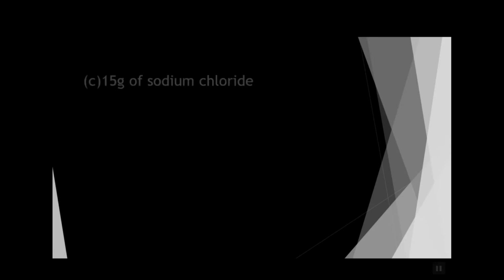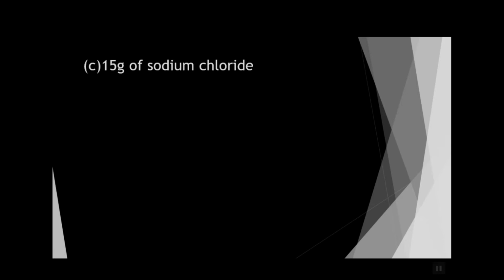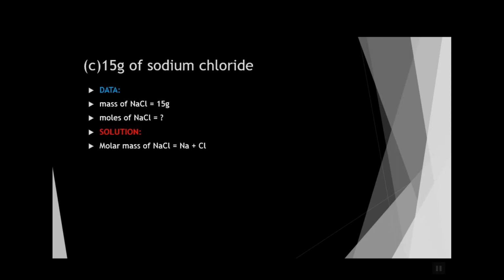Now next, C. 15 gram of sodium chloride, and our data is mass of sodium chloride is 15 gram and moles of NaCl, we don't know, we have to find them. So solution, molar mass of NaCl is equal to Na plus Cl is equal to 23 plus 35.5. 23 is the molar mass of sodium and 35.5 is the molar mass of chlorine. So we get the answer 58.5 grams. So molar mass of sodium chloride is 58.5 grams.